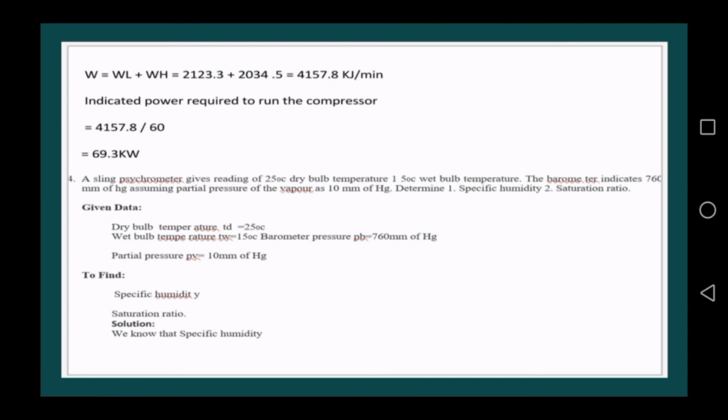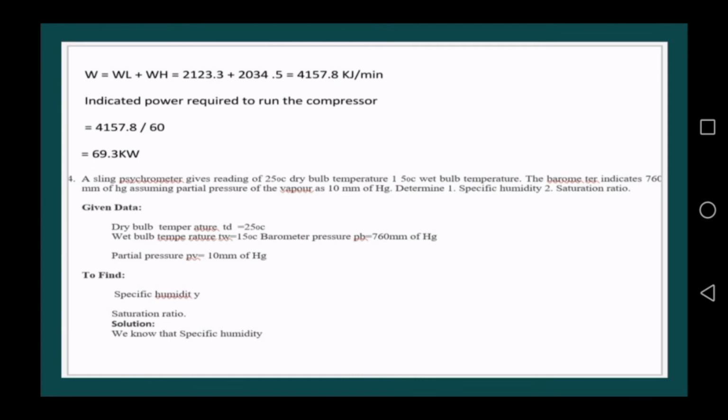For the given data, dry bulb temperature TD is equal to 25 degrees Celsius. Wet bulb temperature TW is equal to 15 degrees Celsius. Barometric pressure, PB, is equal to 760 mm of Hg. Partial pressure PV is equal to 10 mm of Hg. To find the specific humidity and saturation ratio.